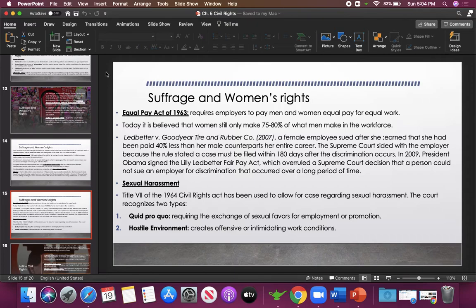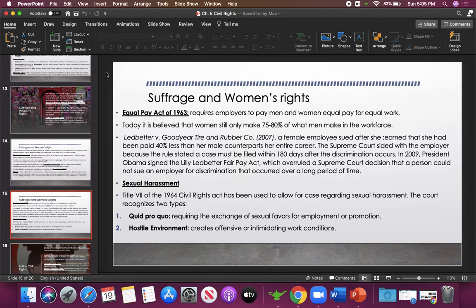What the Equal Pay Act is addressing is that when men and women do the exact same job, they should be paid the exact same wage. So if a woman goes into tech, there's no reason why she should be paid less than a man in the tech field. So that's what the Equal Pay Act is addressing.